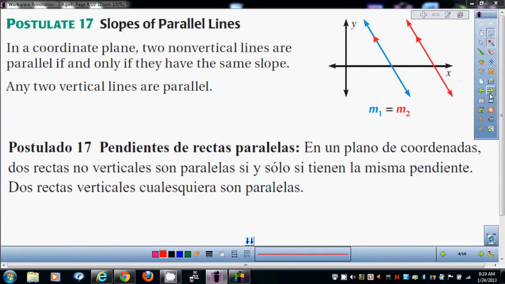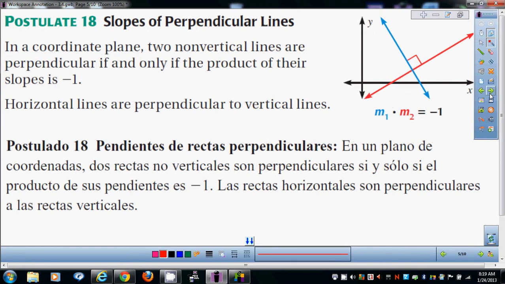All right. The slopes of perpendicular lines. Here's what you need to write. The slopes of perpendicular lines multiply and equal -1. When you multiply the slopes of perpendicular lines, keyword being perpendicular, it will always equal exactly -1.